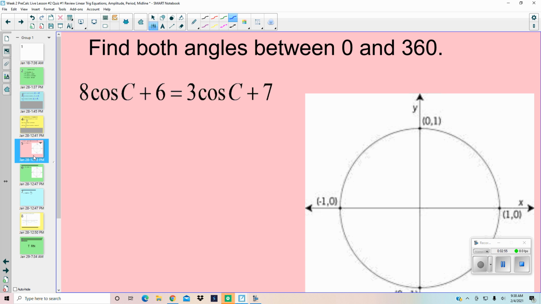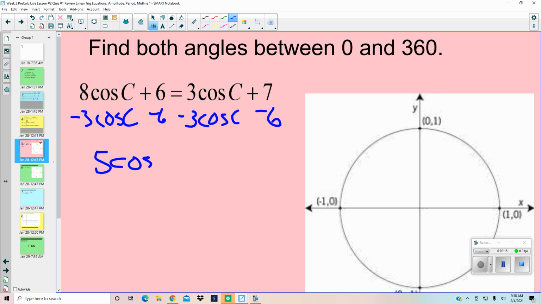All right, so when you're solving a trig function and the cosine here isn't solved for, you've got to solve for the cosine. So I would subtract 3 cosine c, subtract 6, and so that's going to give me 5 cosine c equal to 1. So then I divide by 5. So now I've got an equation that's equal to a positive number. So it's saying cosine is positive. So that's going to occur in quadrant 1 and quadrant 4.